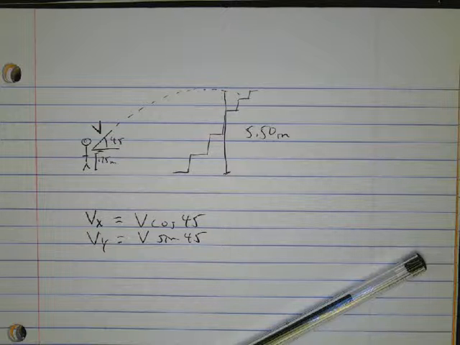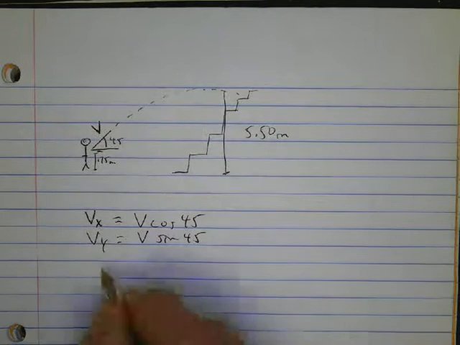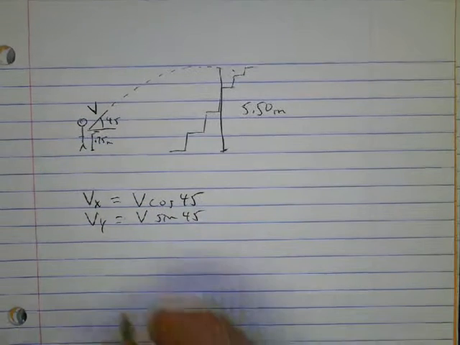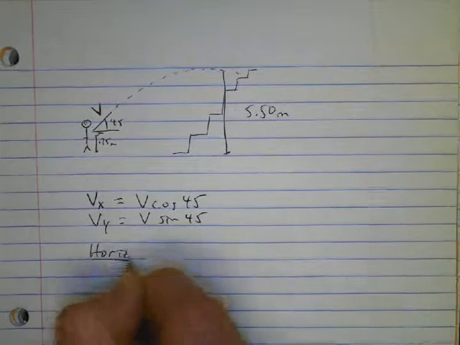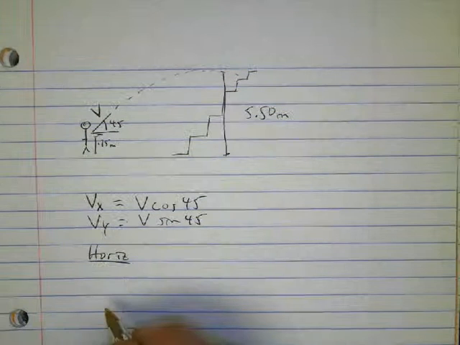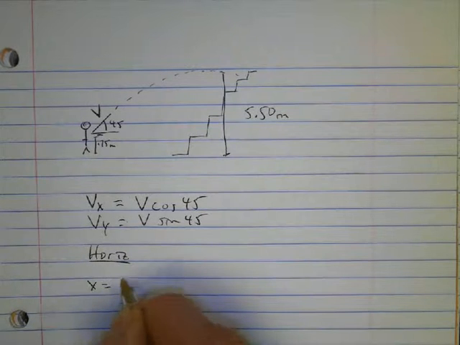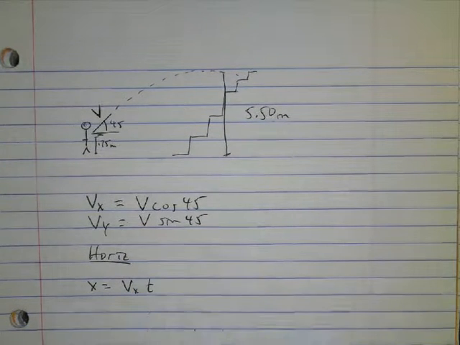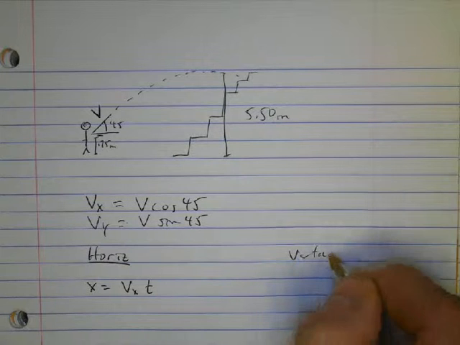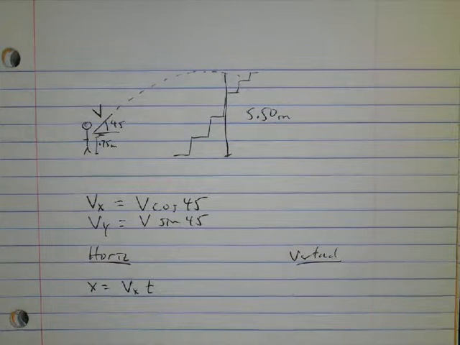Okay, in the horizontal, we can write basically one equation. We know that x is equal to v sub x times the time. In the vertical, we're going to set up that one equation that you've learned to love, the quadratic equation. So in the vertical, we have this equation, y equals y naught plus v sub y times t plus, or minus really, minus 1/2 g t squared.